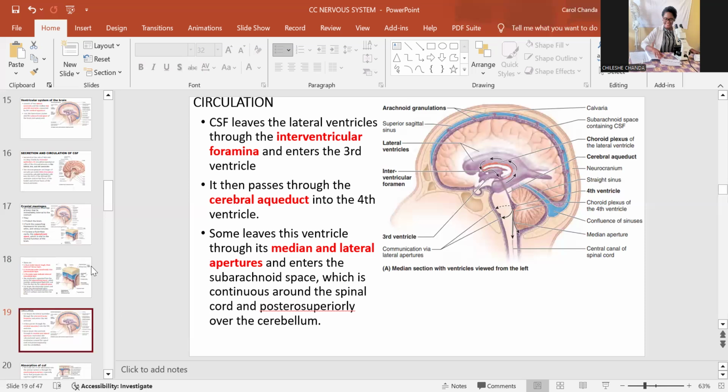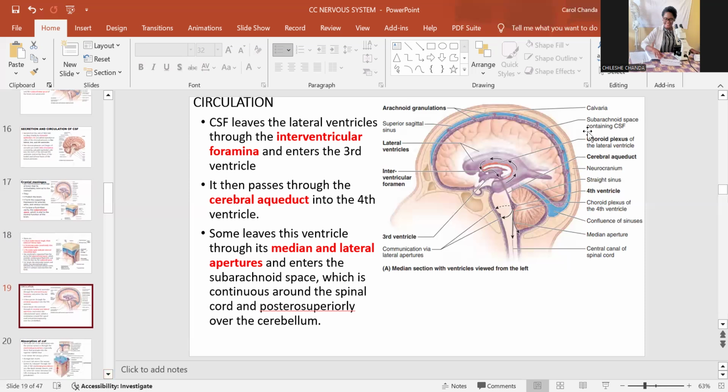So CSF leaves the lateral ventricles through the interventricular foramen. Remember this interventricular foramen, and enters the third ventricle, passes through the cerebral aqueduct into the fourth ventricle. Okay, some will leave this ventricle through the median and lateral apertures. On the lateral apertures, we have this one, and then we have this median aperture, and enters the subarachnoid space, which is continuous around the spinal cord and posterior superiorly over the cerebellum.